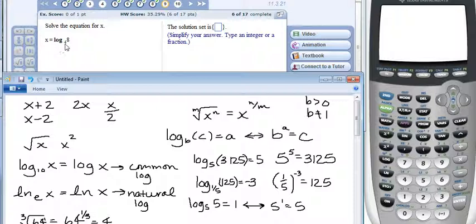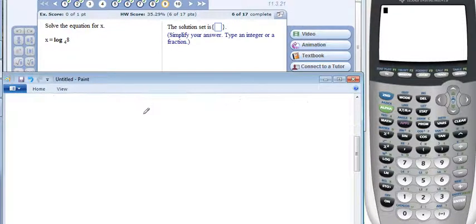I don't have a base 4 button, right? Do I have a base 4 button? No, I don't. I only have a base 10 and a base e. So anytime that I have anything else, I can't use my calculator. So what do I do? Well, let's see here.